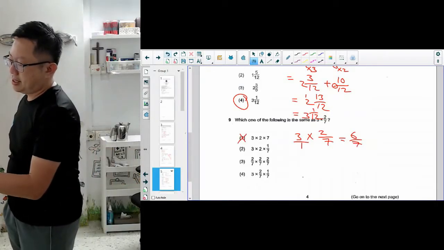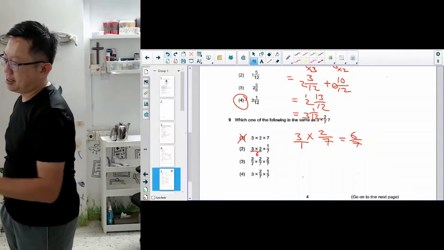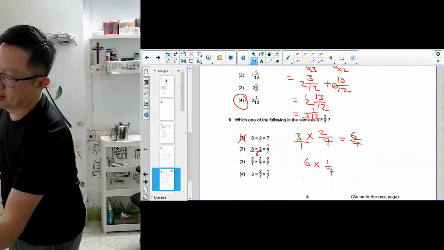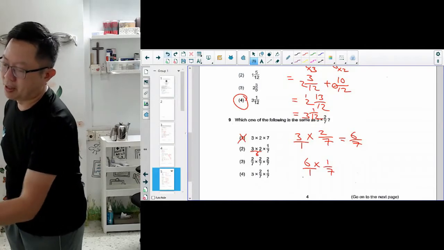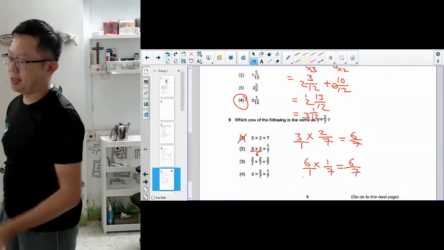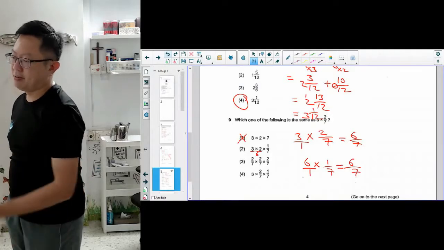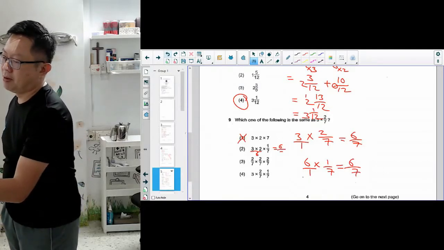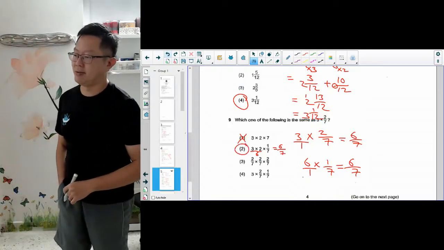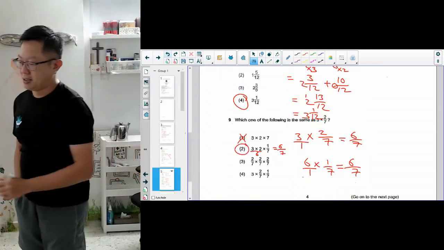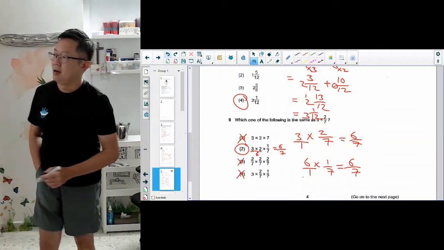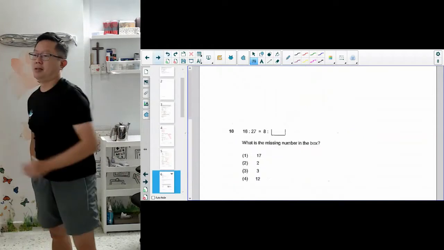3 times 2 is 6, right, and then 6 times 1 over 7. So what is 6 times 1 over 7? You change the whole number into a fraction, and then you multiply the numerators and multiply the denominators, which is 6 over 7. So your answer will be number 2. So number 2 is the same as 3 times 2 over 7. Of course, number 3 and number 4 don't have to be checked already. You got your answer, number 2. Okay, let's go to number 10.